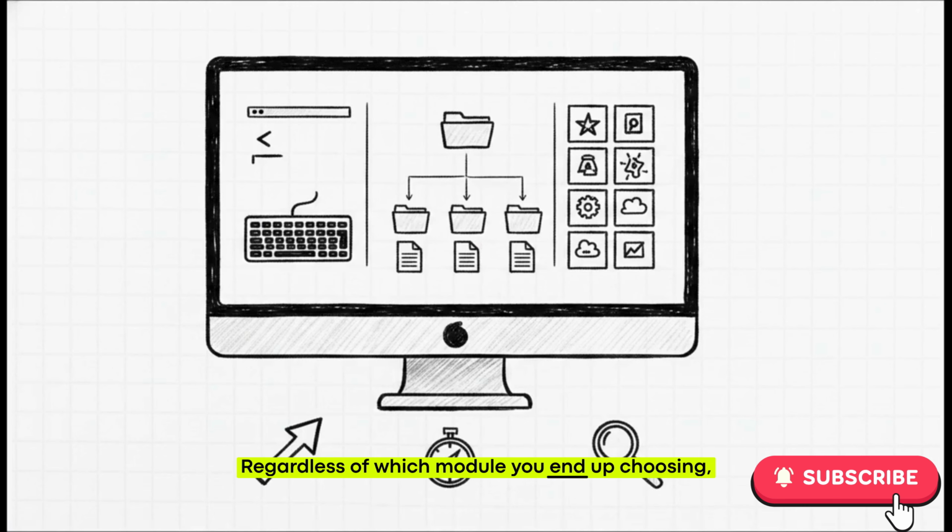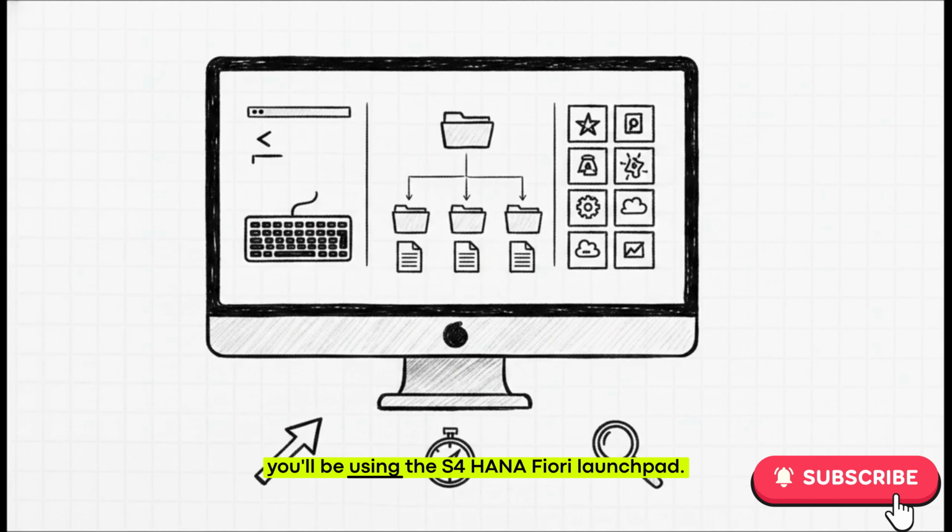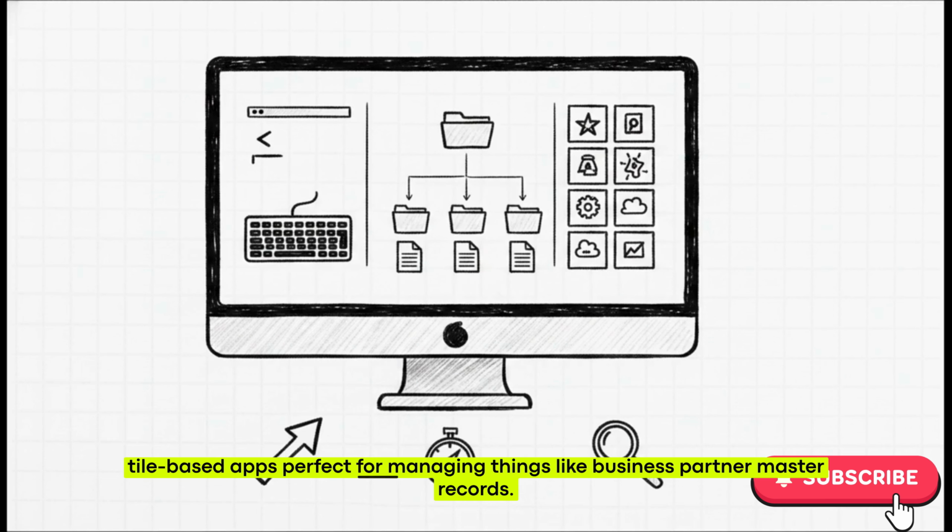Regardless of which module you end up choosing, you're gonna need to master the core navigation tools. You'll use T-codes as quick shortcuts to jump right into tasks, like typing VA01 to create a sales order. You can use the standard SAP menu tree to click through department folders, or if you're lucky enough to be on modern systems, you'll be using the S/4HANA Fiori Launchpad. That organizes your tasks into sleek, tile-based apps, perfect for managing things like business partner master records.